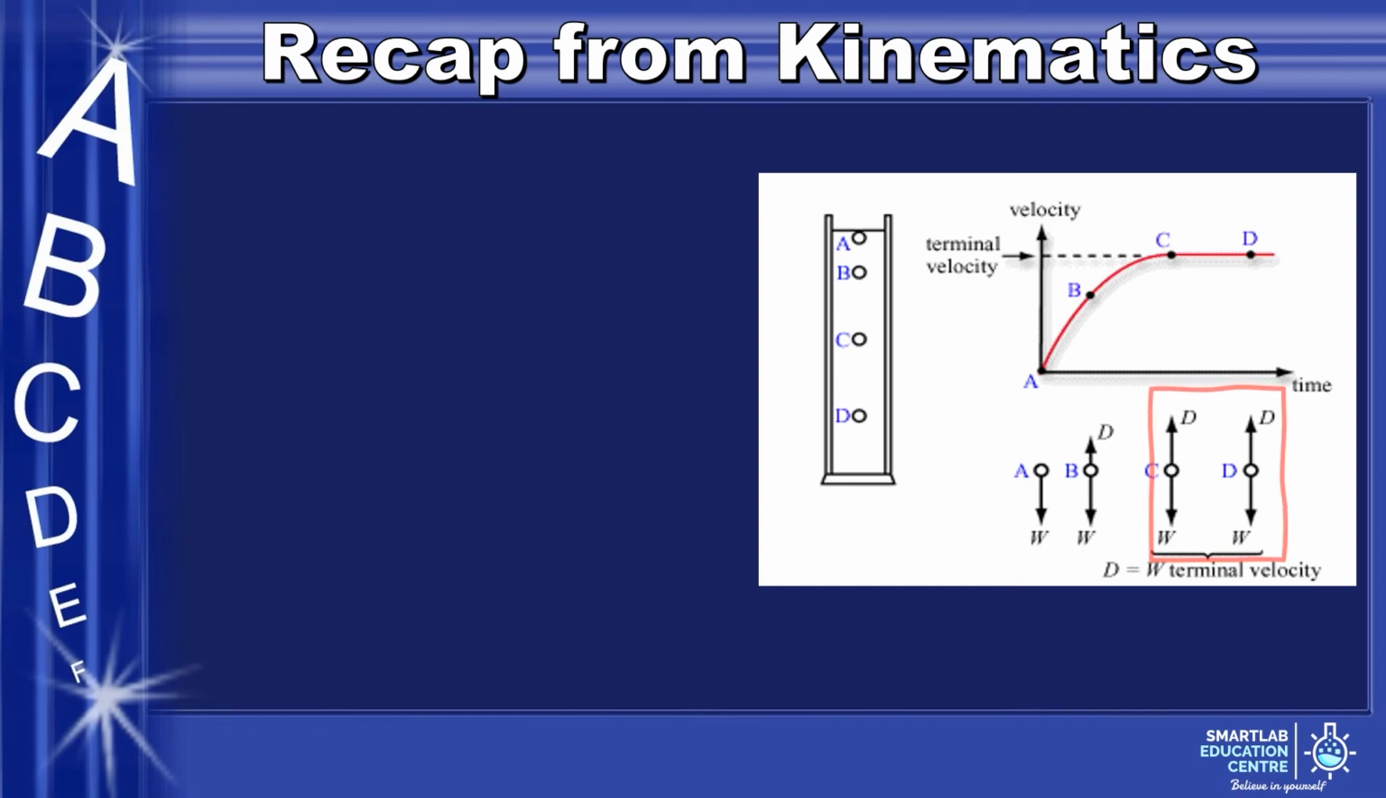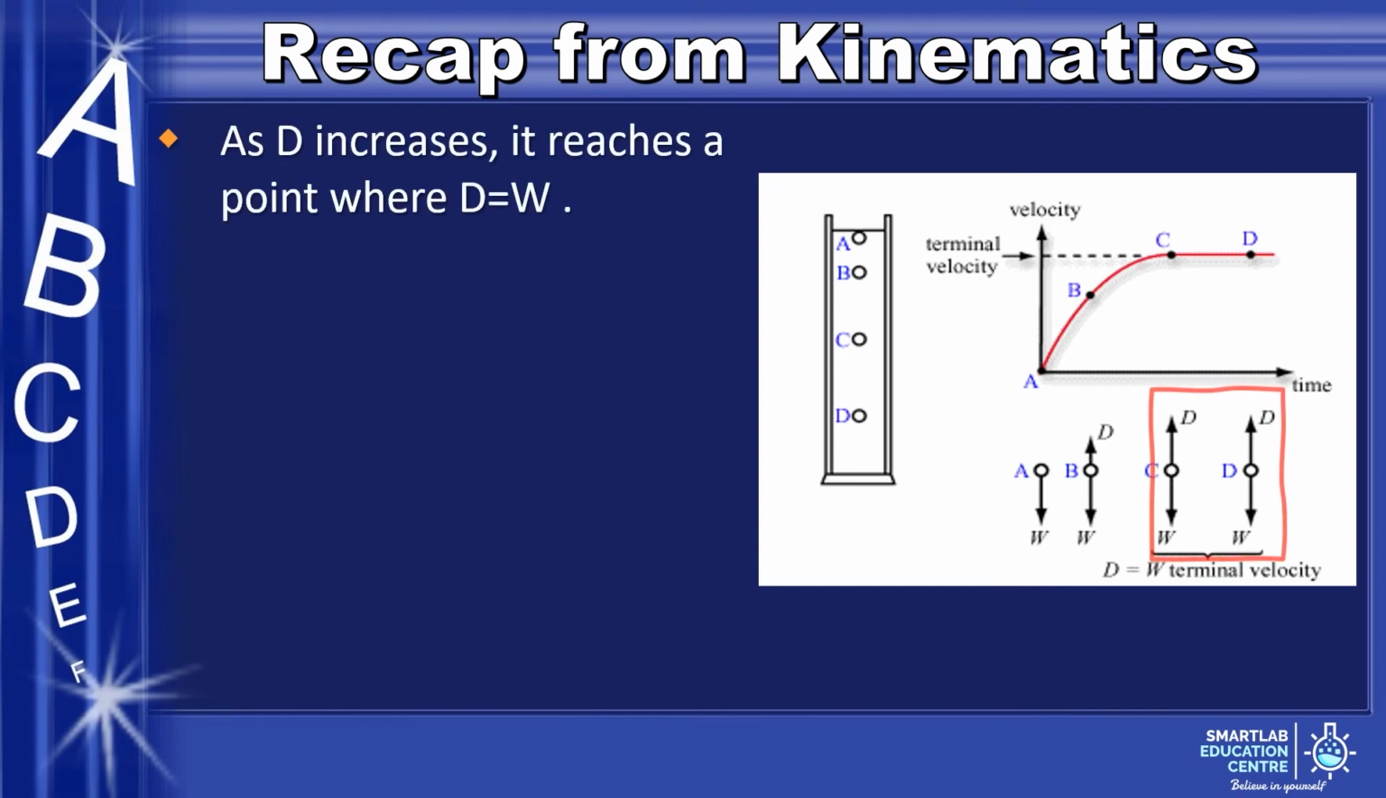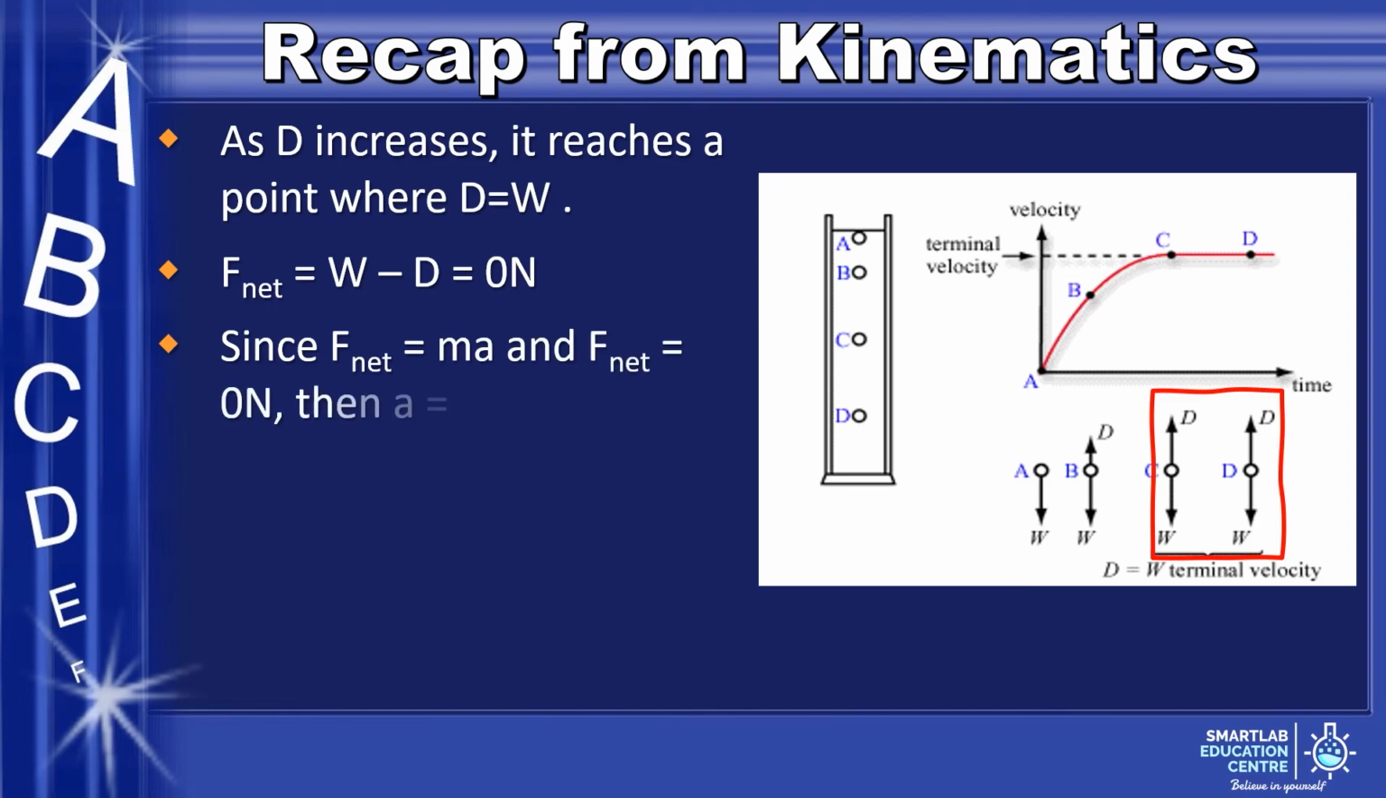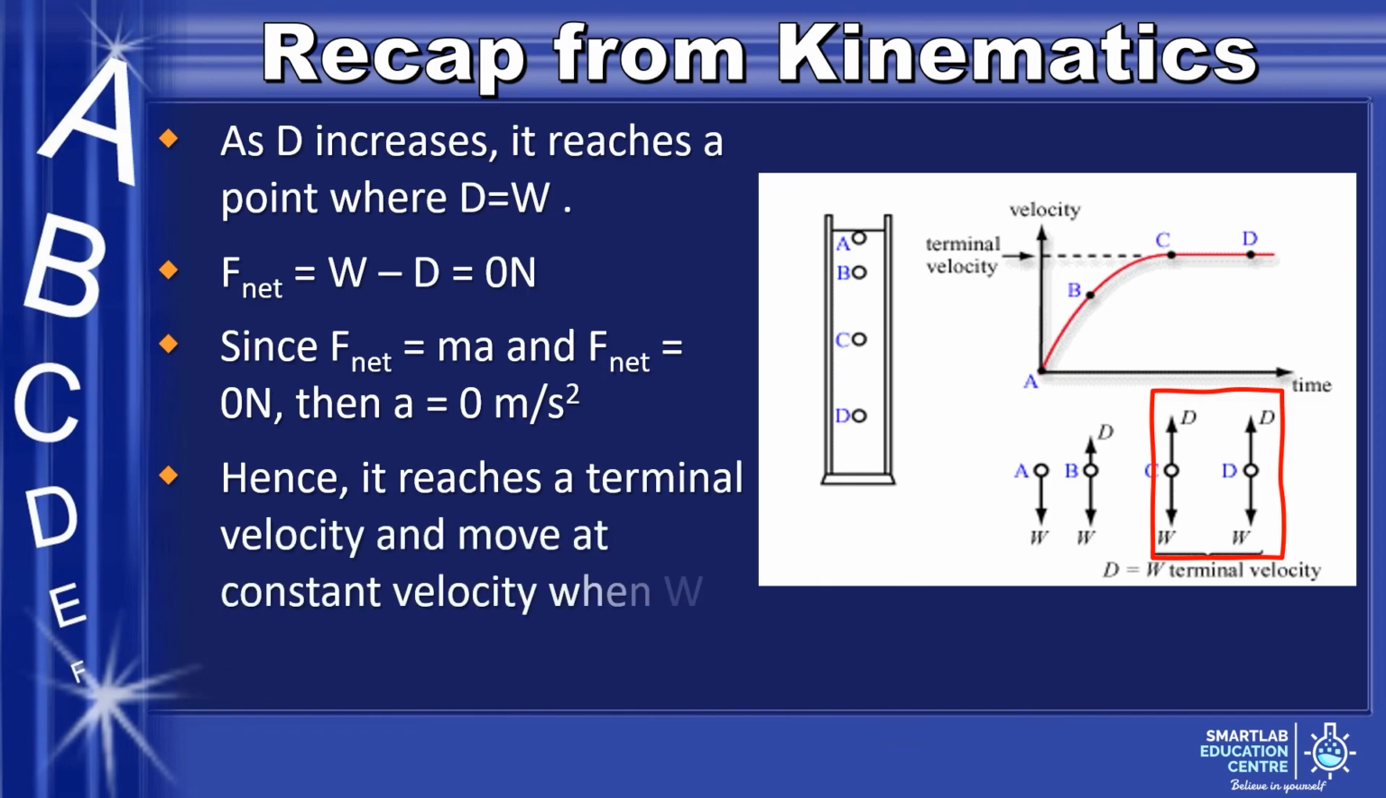As the air resistance increases, it reaches a point where it is equivalent to its weight. This results in the net force being zero, and according to Newton's second law, the acceleration of the ball is zero. Hence, it reaches a terminal velocity and moves at constant velocity when the weight of the ball equals the air resistance.